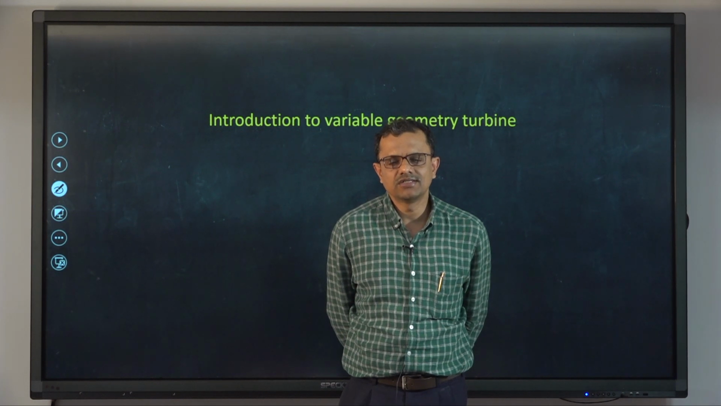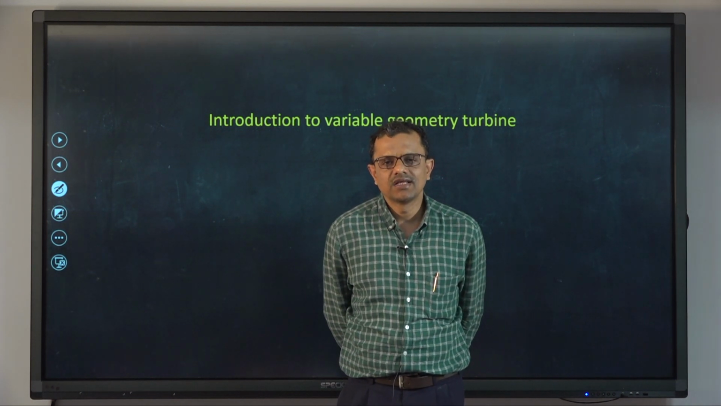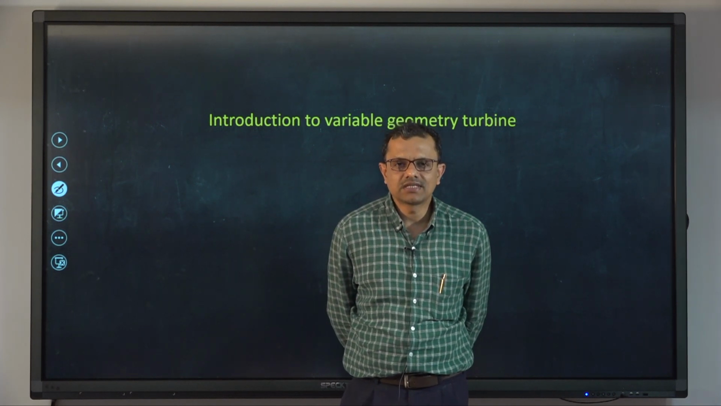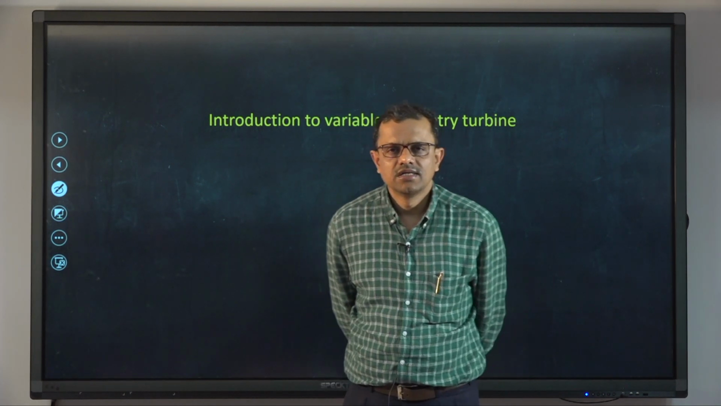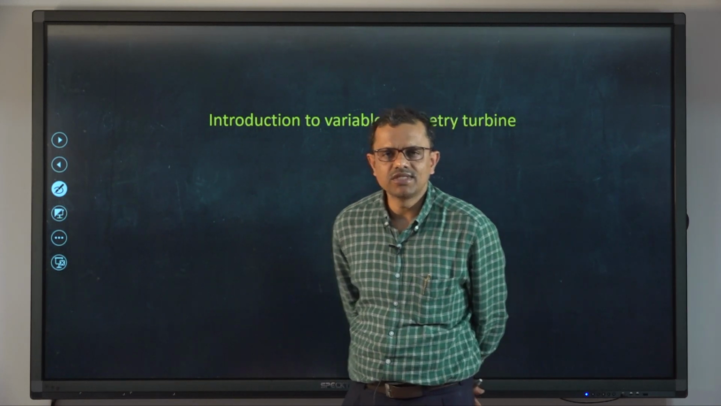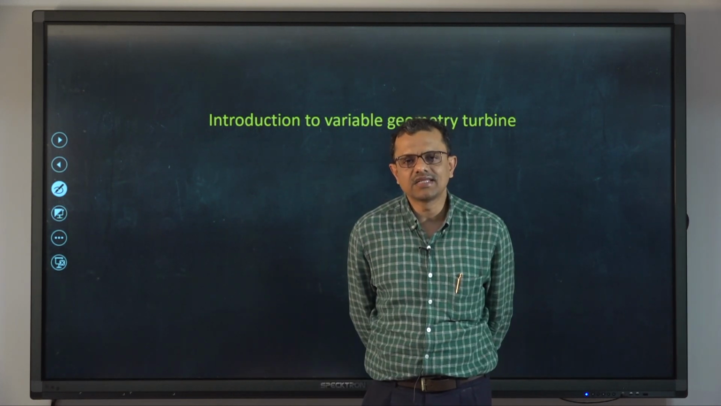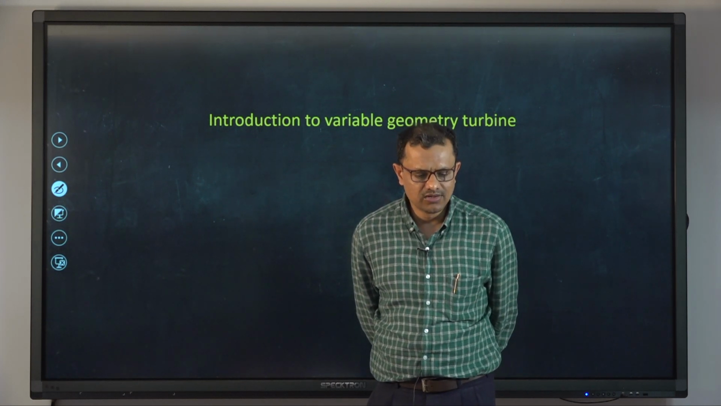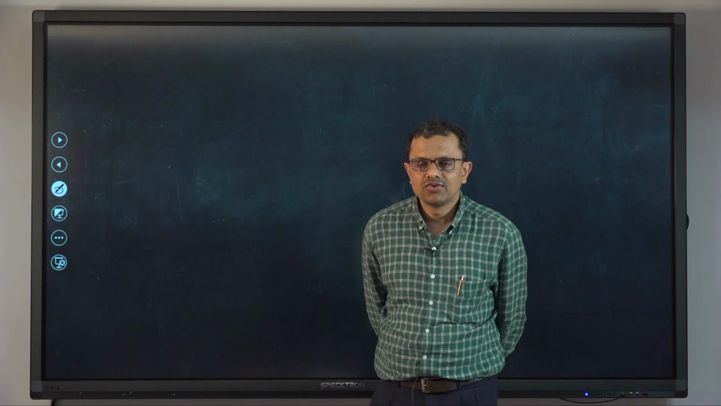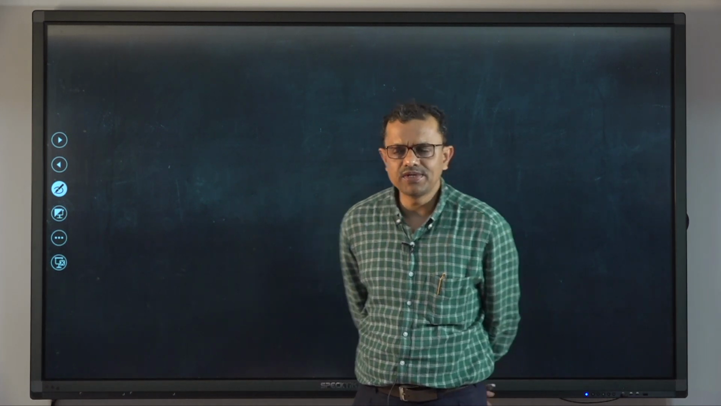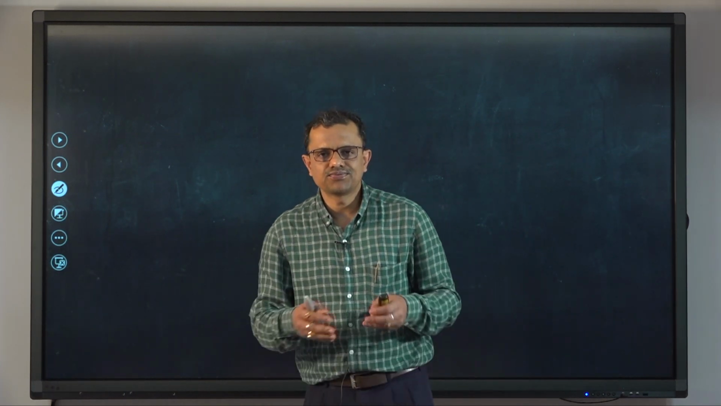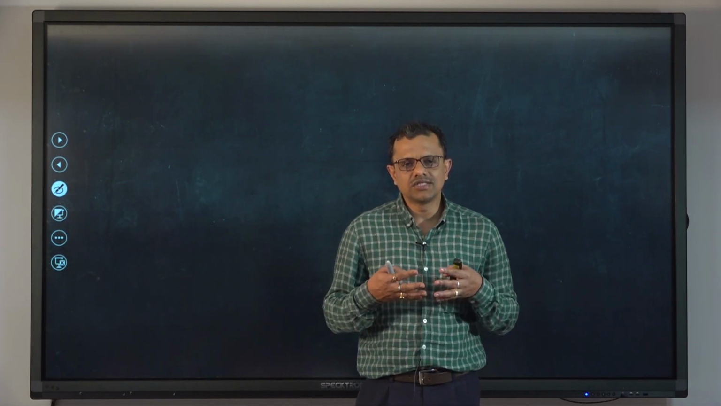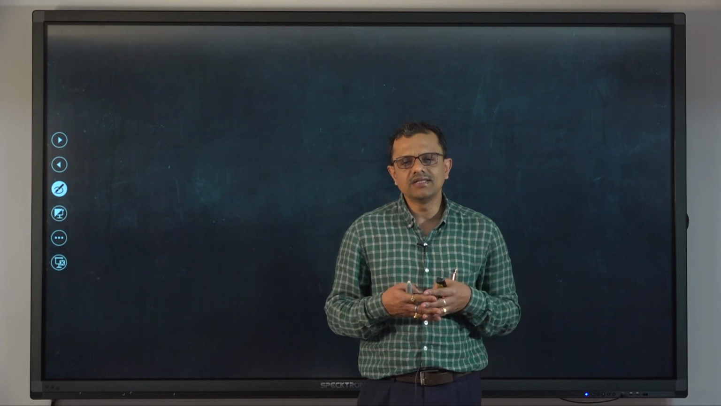The first category is known as fixed geometry turbine and the second one is variable geometry turbine. We have discussed the problematic issues associated with the operation of fixed geometry turbine in the context of turbocharger or turbocharging. From the name itself we can understand the geometry of the compressor as well as turbine is fixed.